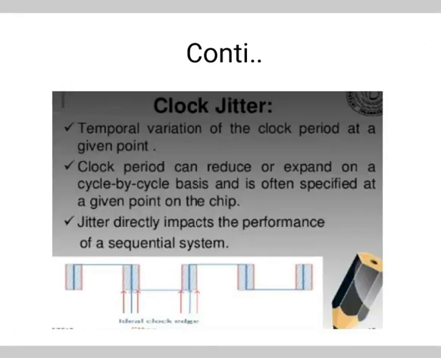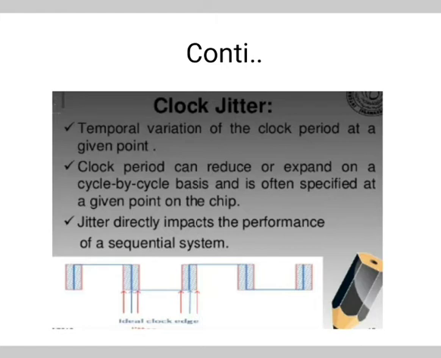Next is the clock jitter. It is the temporal variation of the clock period at a given point, where the clock period can reduce or expand on a cycle by cycle basis, and it is often specified at a given point on the chip. Jitter directly impacts the performance of sequential systems.